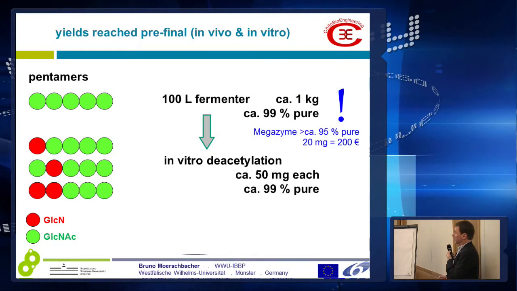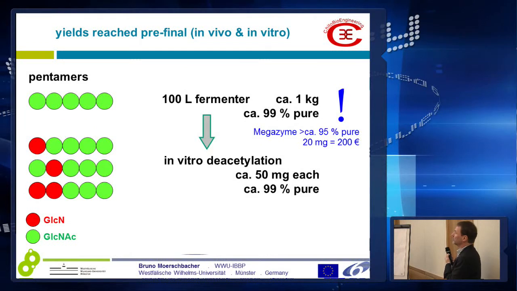Now, if we look at the upscaling for the fully acetylated chitin pentamer, we have upscaled it in a 100-liter fermenter, and we came up with about 1 kg of very pure chitin pentamer. If we look at it in mass spectrometry, which is extremely sensitive, we see only the pentamer after downstream purification. This is better than anything you can buy on the market, which is at maximum 95% pure. And if you see the price of what you pay in the catalog, and you start calculating this, unfortunately, there is no market for 1 kg of the pentamer.